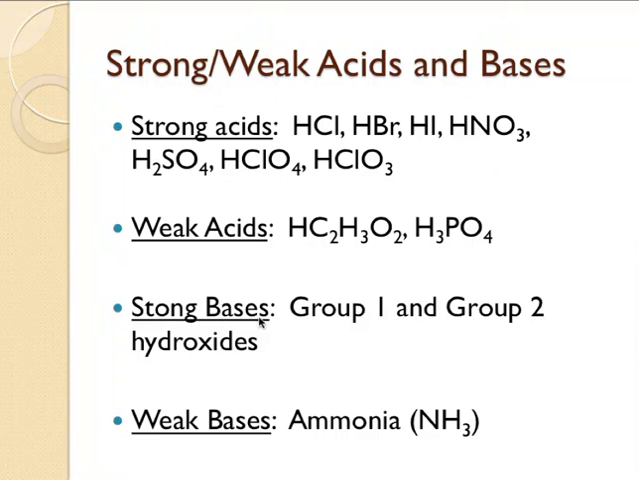Strong bases, group 1 and group 2 hydroxides. Okay, so group 1 metals, group 2 metals with the hydroxide, those are the strong bases. There's only one common weak base, and that is ammonia. You should be able to memorize those 7 strong acids, know what the strong bases are, and remember the one weak base.